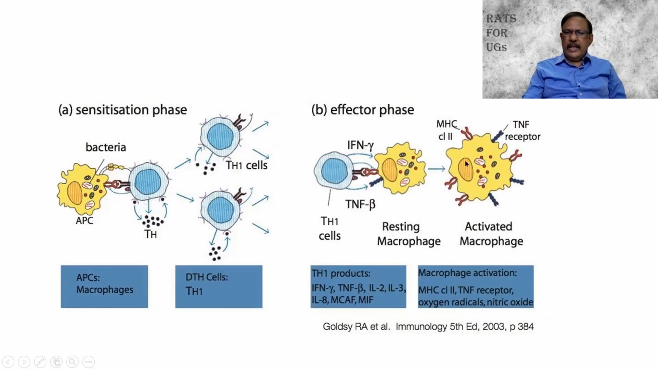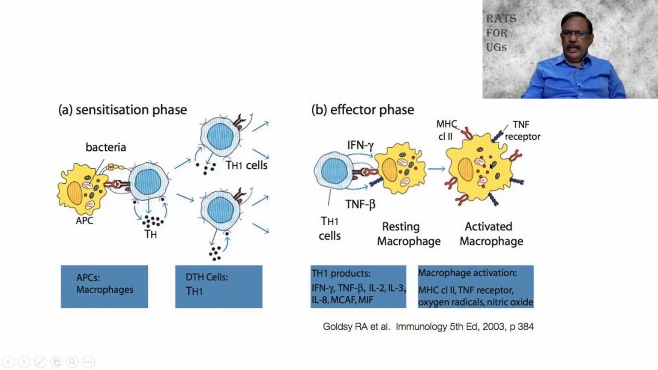When the macrophage is activated, a lot of these receptors are produced and it is capable of producing a lot of substances. Look at these products. I would like you to kindly memorize these two rectangles. There can be the production of interferon and tumor necrosis factor beta. Interferon, tumor necrosis factor beta. Interleukin 2, 3 and 8. These will be causing a kind of inflammatory reaction.